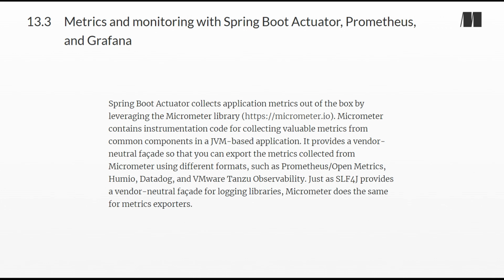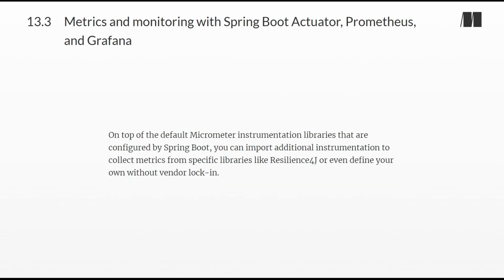It provides a vendor-neutral facade so that you can export the metrics collected from Micrometer using different formats, such as Prometheus, OpenMetrics, Humio, Datadog, and VMware Tanzu Observability. Just as SLF4J provides a vendor-neutral facade for logging libraries, Micrometer does the same for metrics exporters. On top of the default Micrometer instrumentation libraries that are configured by Spring Boot, you can import additional instrumentation to collect metrics from specific libraries like Resilience4J or even define your own without vendor lock-in.